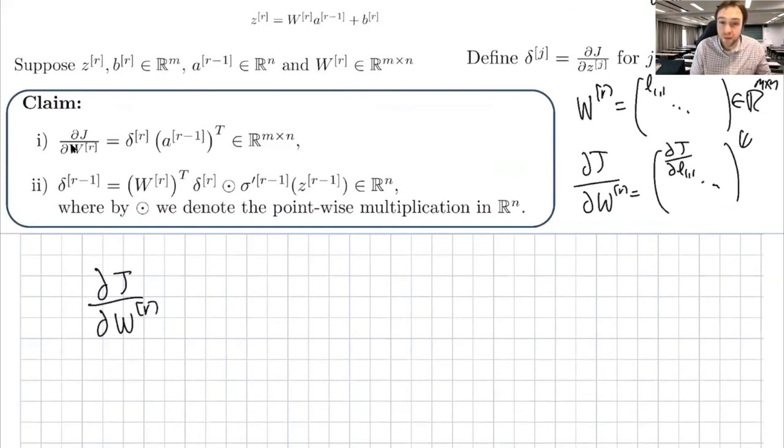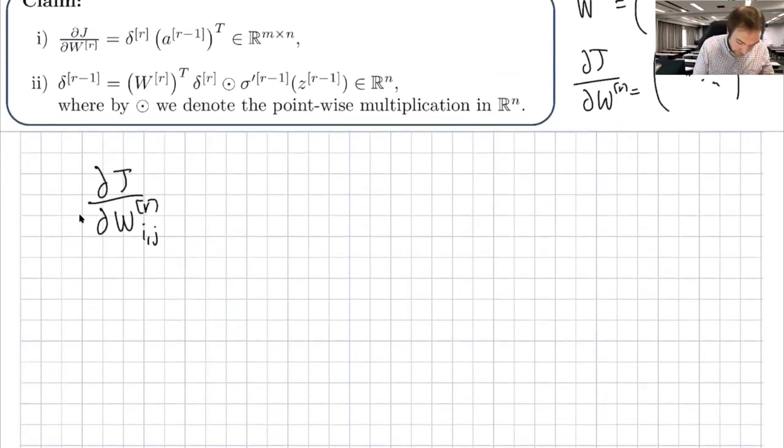So this will be a matrix. So we can ask how does the entry in the ith row and the jth column look like? And for this, maybe first, what is z r? It is W r times a r minus 1 plus b.